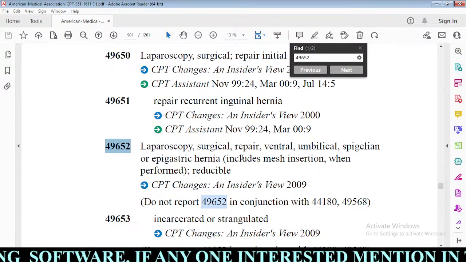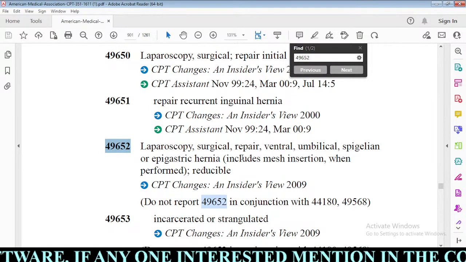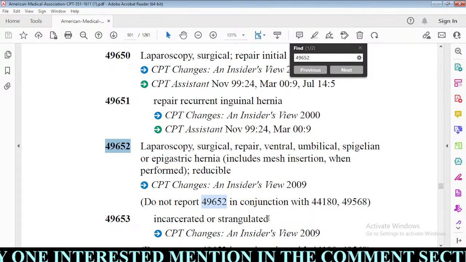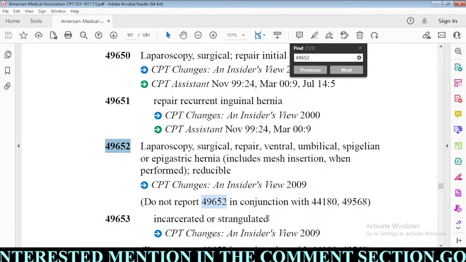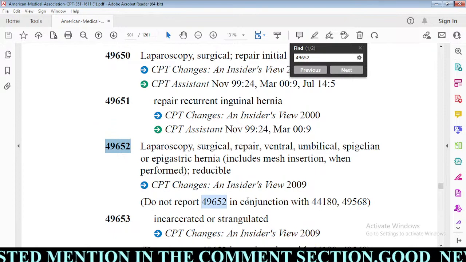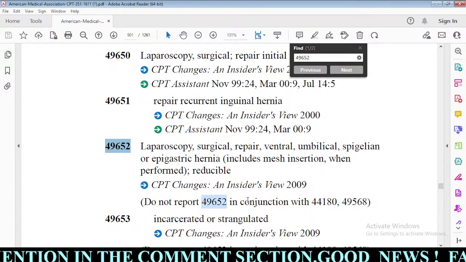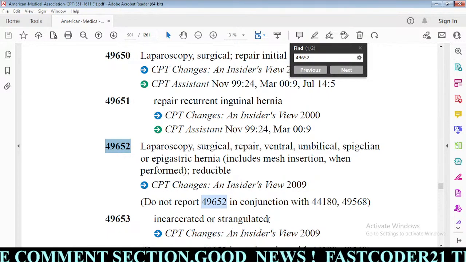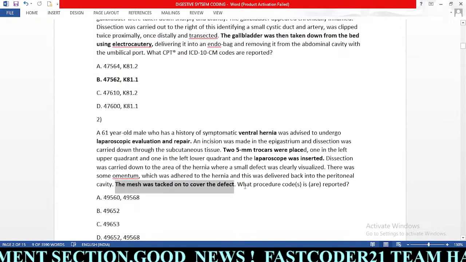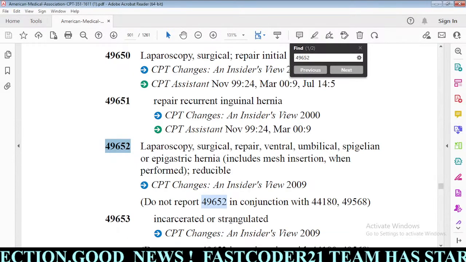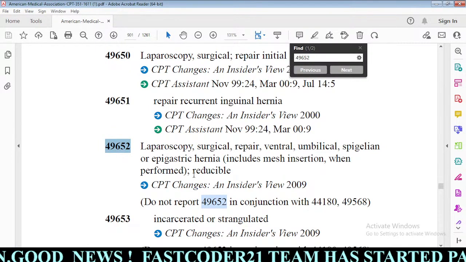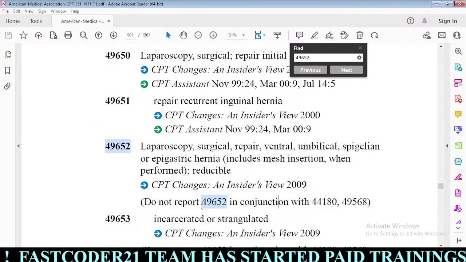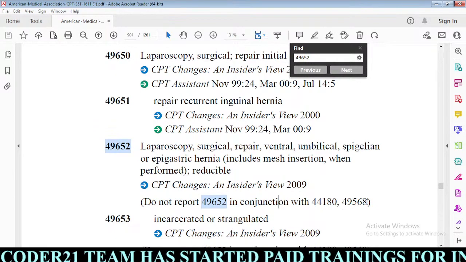Why? Because A is an open procedure. And what about C, 49653? It is incarcerated or strangulated. So basically, whenever you code ICD-CM diagnosis or procedures for hernia repairs, we have codes related to reducible, incarcerated or strangulated. But based on our documentation, the patient did not mention that it is an incarcerated or strangulated hernia. So we need to consider it as a reducible code. And also we need to find one guideline here: do not report 49652 in conjunction with 49568.